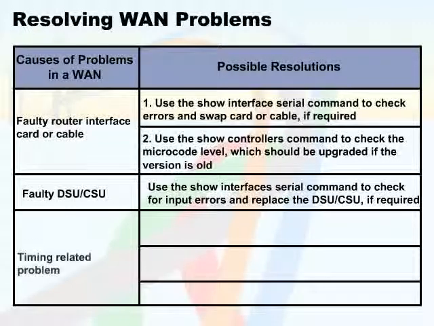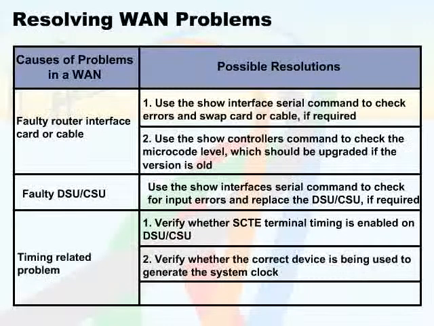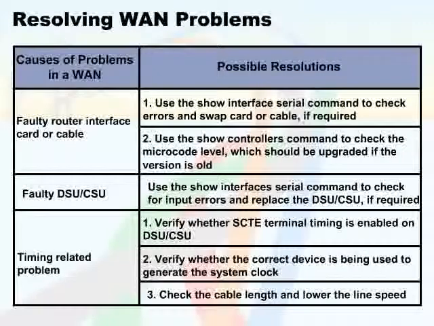In the case of a timing-related problem, we verify whether the SCTE terminal timing is enabled on the CSU/DSU. In addition, we verify whether the correct device is being used to generate the system clock. And additionally, we have to check the cable length and possibly lower the line speed.